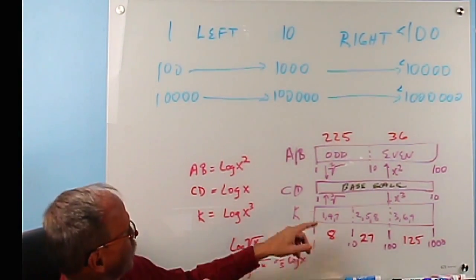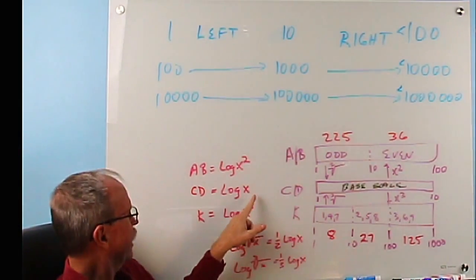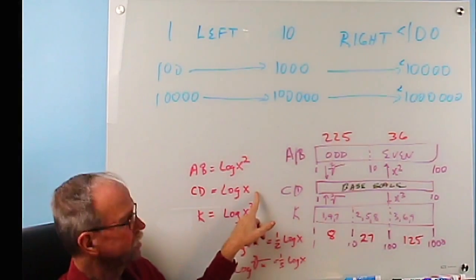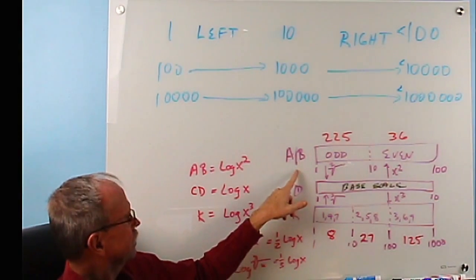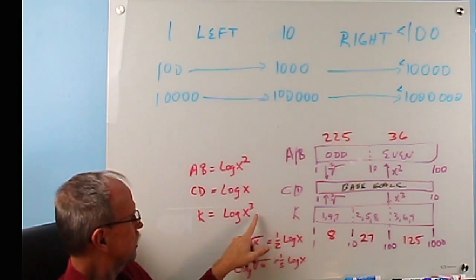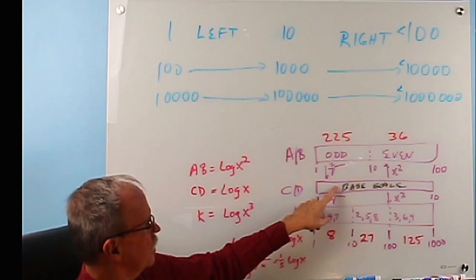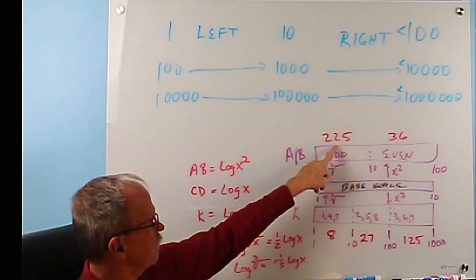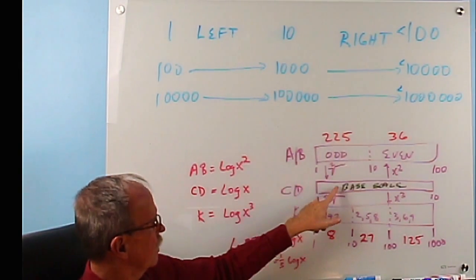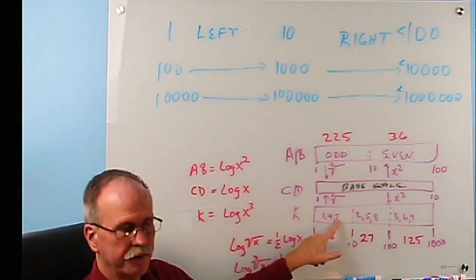Now, the CD scale is our basic scale on a slide rule, and that is the log of x. The AB scale is actually the log of x squared, and the K scale is the log of x cubed. So if you start with a number here on the CD scale and you move straight up, that's the square of that number. If you move down to the K scale, that would be the cube of the number.